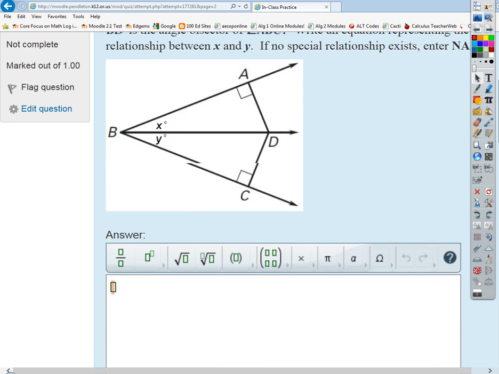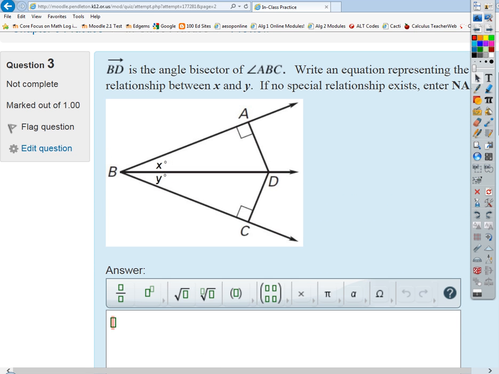Okay, what about this now? I can't remember if we covered this or not yesterday, but if we did or didn't, let's take a look at it. It tells us that ray BD is the angle bisector of angle ABC, the big angle. Okay. So what do we know about that? Well, first of all, what does that tell us? Just that statement right there.